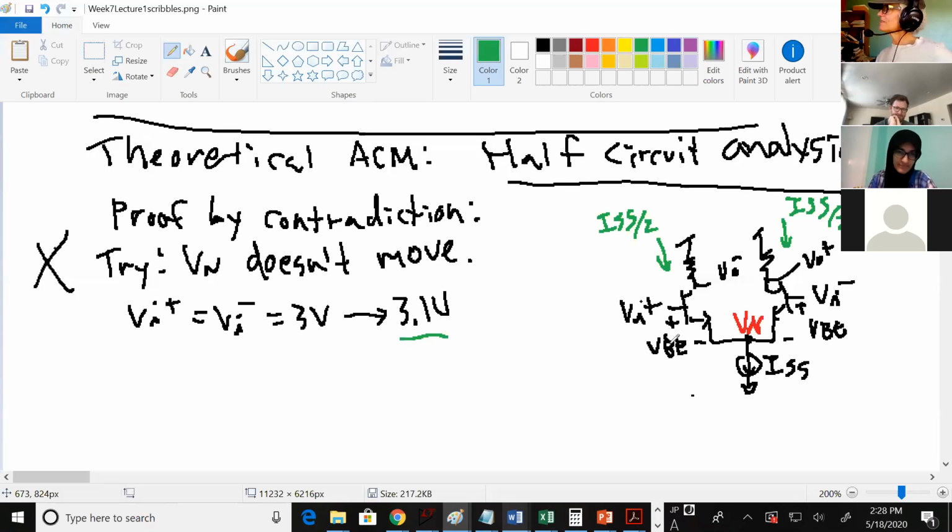If VBE increases, what do you know about the current? Current's going to increase. So now this is trying to conduct ISS over to plus some current. And what's happening over here on this side?